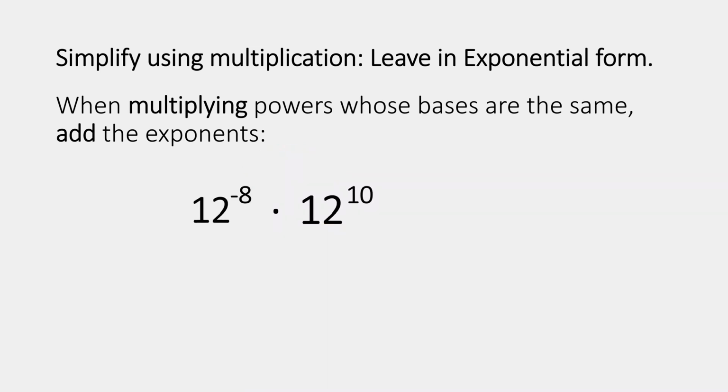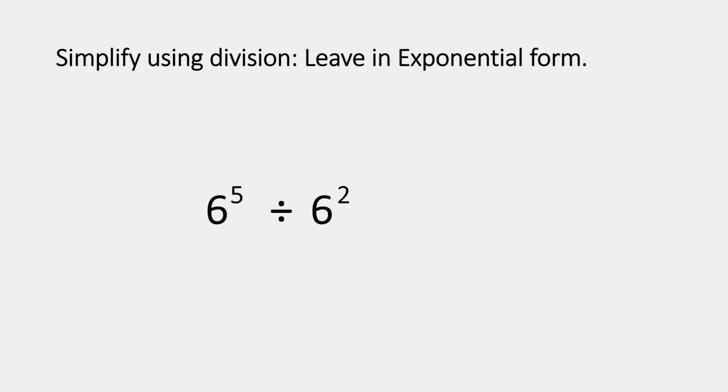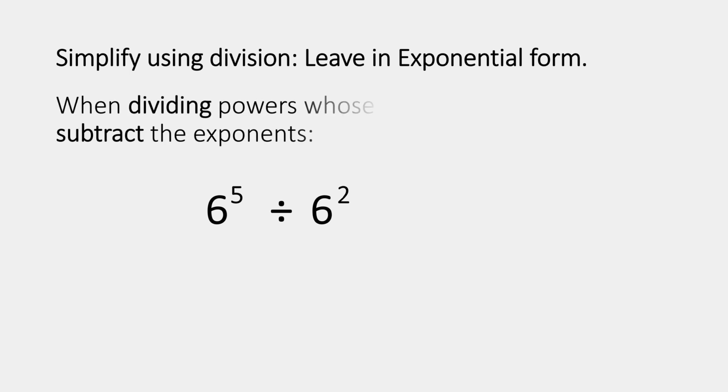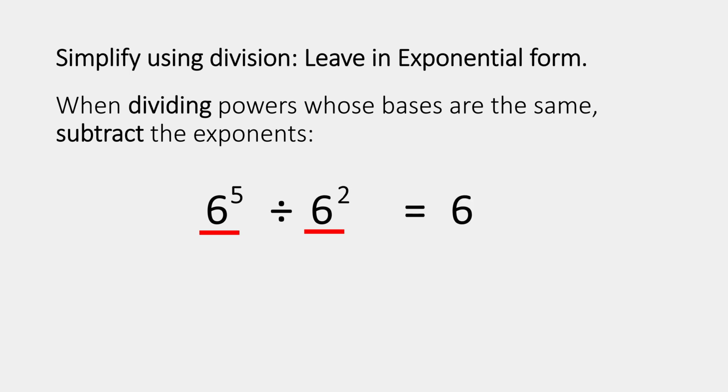Here we have negative 8 and a positive 10. These are multiplication. We add the exponents. Negative 8 plus 10 will equal 2, 12 squared. Here we have to simplify using division, and we leave it in exponential form. 6 to the 5th power divided by 6 squared. When dividing powers whose bases are the same, the base is 6. We will leave the 6 because it's the same. We, however, subtract the exponent. So in division, we subtract. 5 minus 2 equals 3.